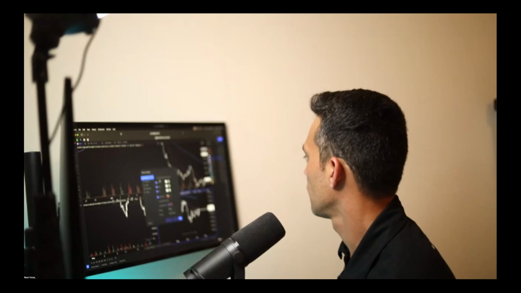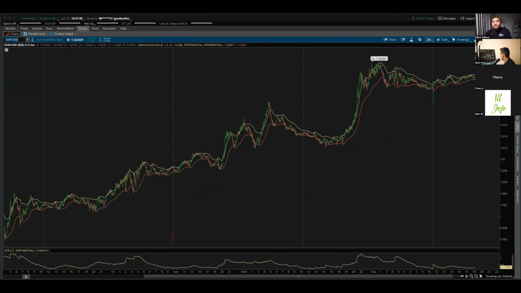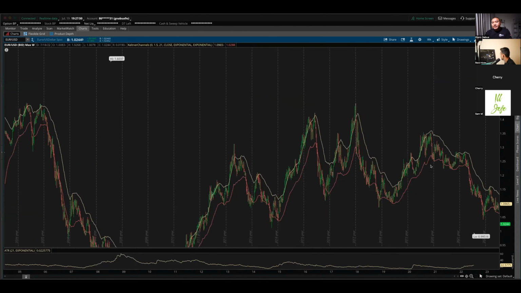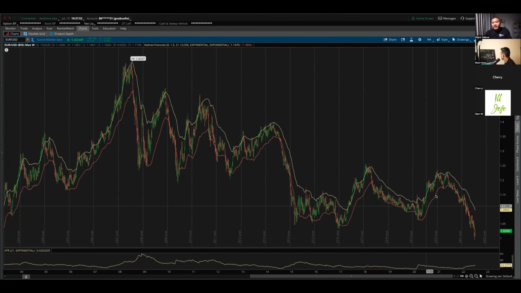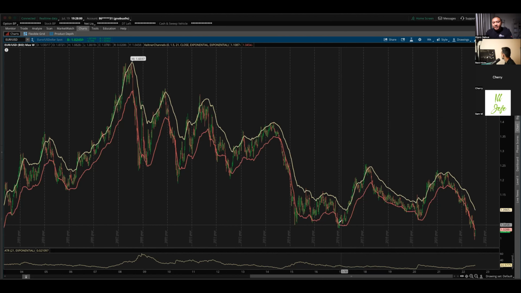Cool. I do have one more. Yeah, sure. Let me jump in. Thinkorswim here. So EURUSD broke down. I like the weekly chart for this one. Similar concept, I zoom out. Same concept, right?